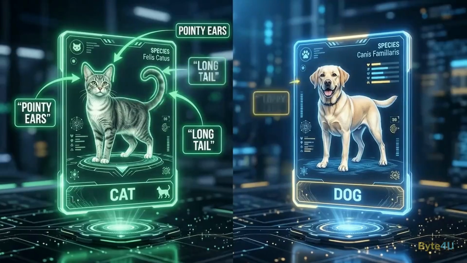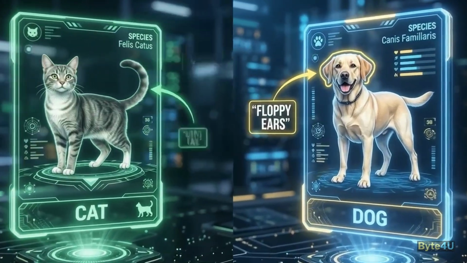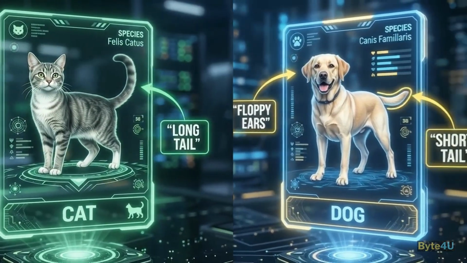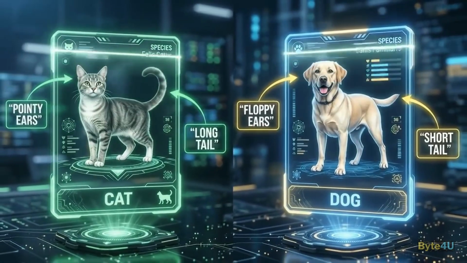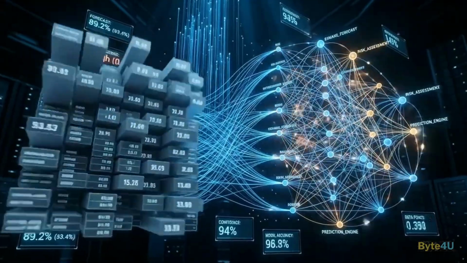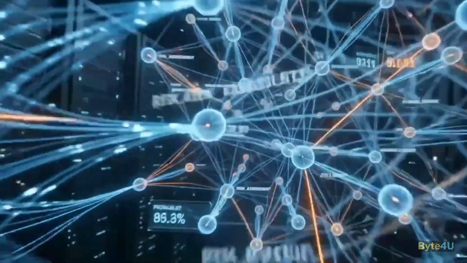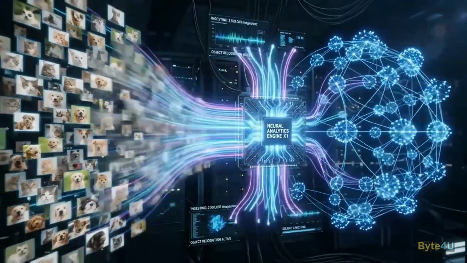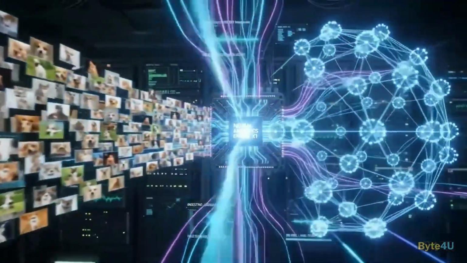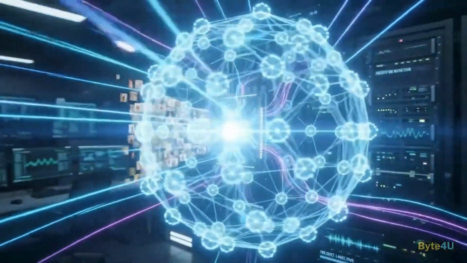So, say image 1 has a pointy ear shape and a long tail, and the label says cat. Image 2 has floppy ears and a short tail, label says dog. The algorithm is literally just looking at these columns of data and learning how the variables relate to the final answer. By processing these features millions and millions of times, the machine becomes this expert pattern matching engine.